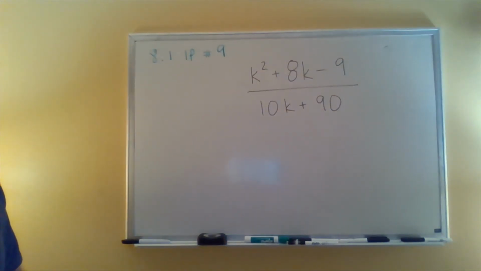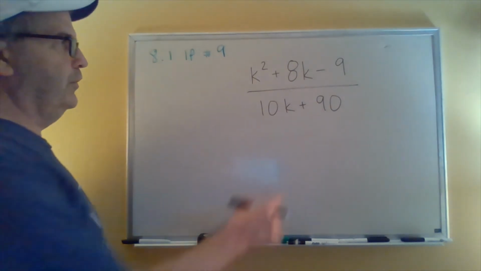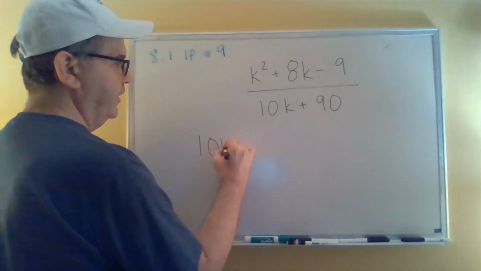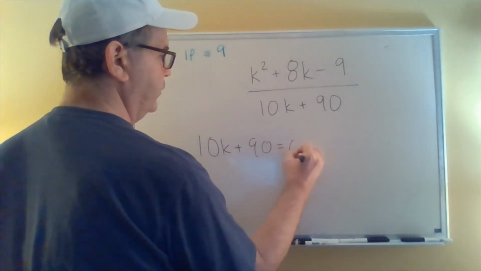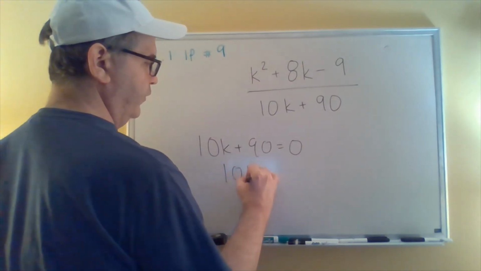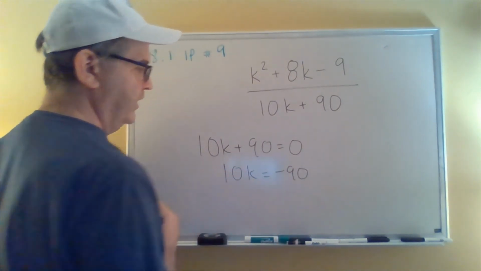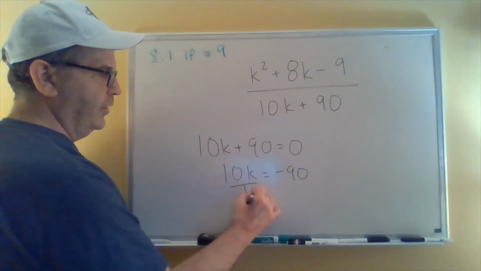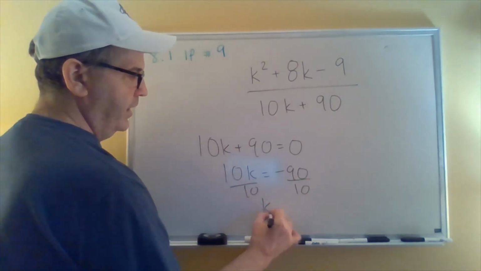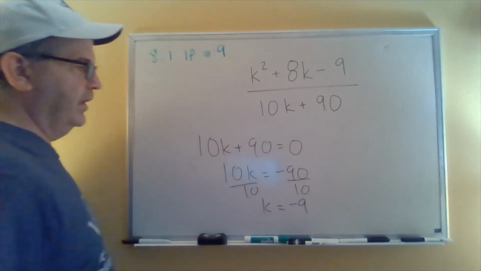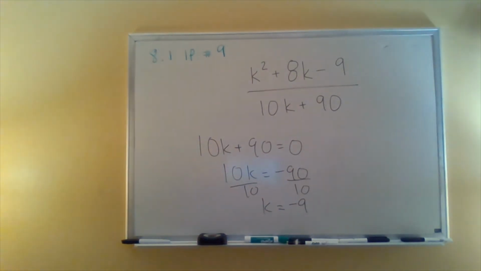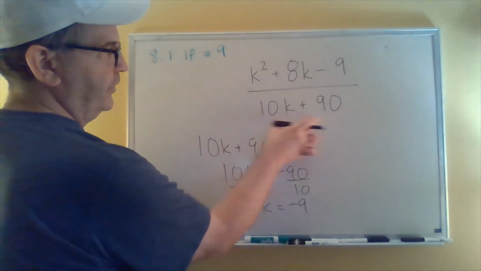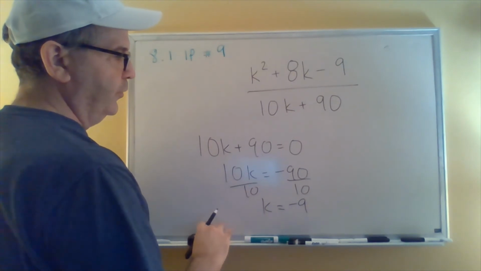Okay, here is number 9. We have k squared plus 8k minus 9 all over 10k plus 90. How are we going to find our excluded value? We're going to set our denominator equal to 0. So 10k plus 90 equals 0. Subtract 90 from each side. We get 10k equals negative 90. We're going to divide each side by 10. And k equals negative 9. That's our excluded value. k can never equal negative 9. When k does equal negative 9, that's going to set our denominator equal to 0 and make our expression undefined.